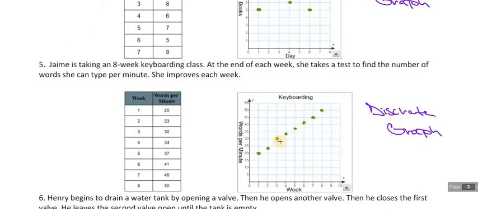In looking at number 5, we've got a nice little pattern. We've got a trend. Jamie's speed is definitely improving each week, but this would also be a discrete graph because there's no logic that would connect the individual test scores, because she's taking a timed typing test over 8 weeks, and those are distinct, separate assessments. So this will be a discrete graph. We will not connect those dots.